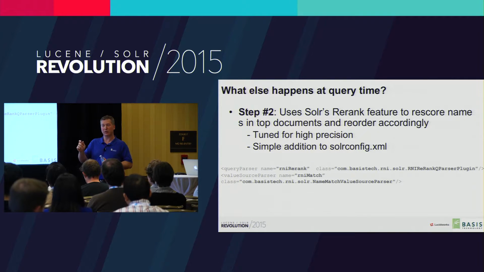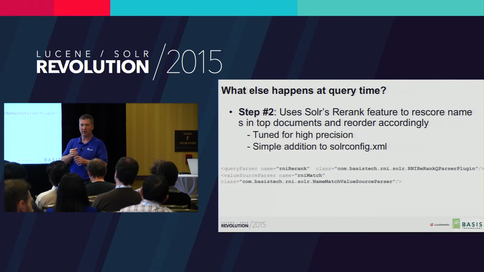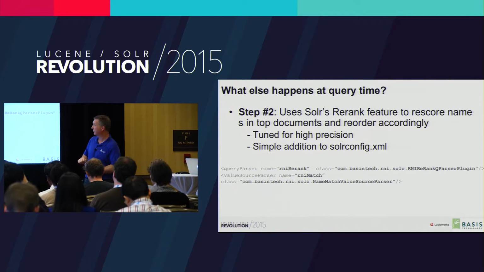We return a score different than your Lucene score. This is a similarity score. How similar is the search name to the potential document that we got back? And using all those variations is how we do that.